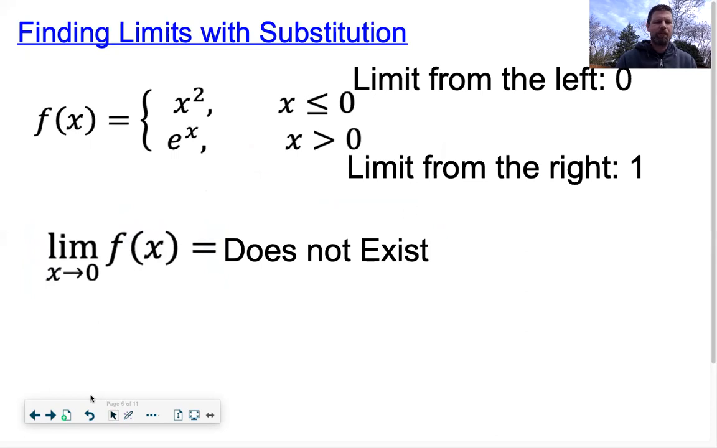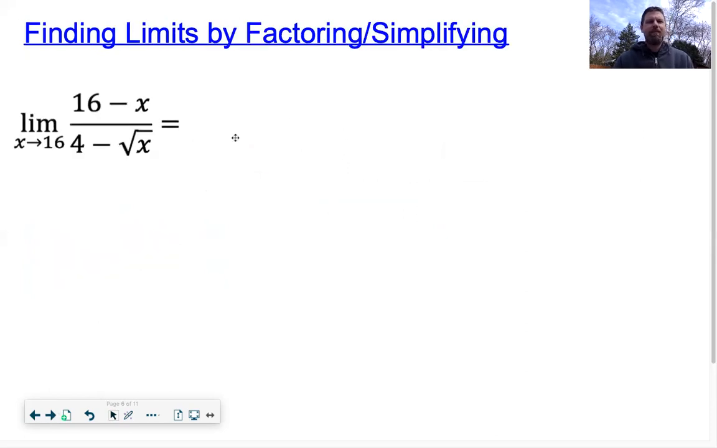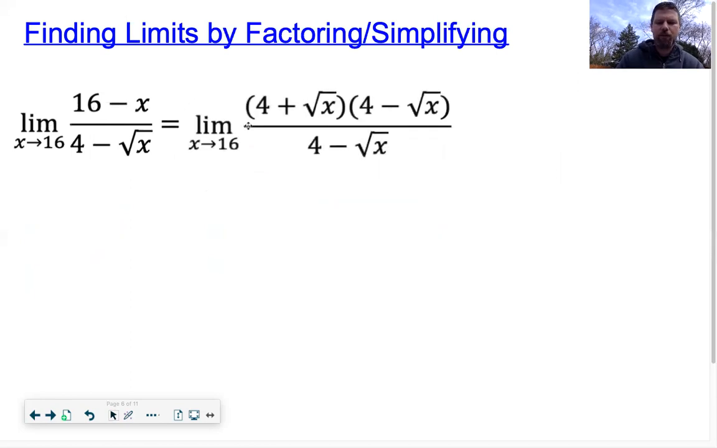All right, that was limits with substitution. Finding limits by factoring and/or simplifying. This one would be really tempting to try substitution, but if I plugged a 16 in there, I'd have 16 minus 16 on top, which is 0.